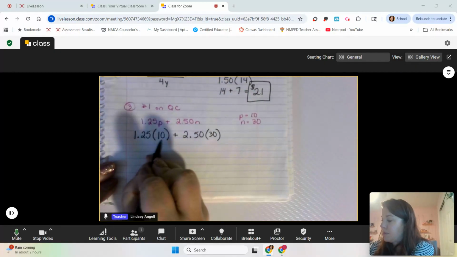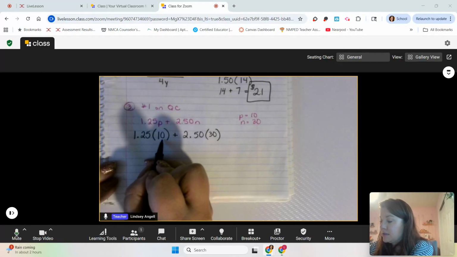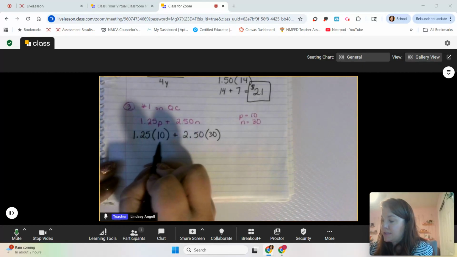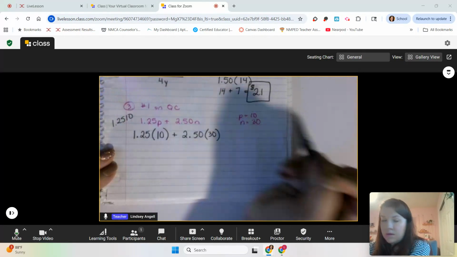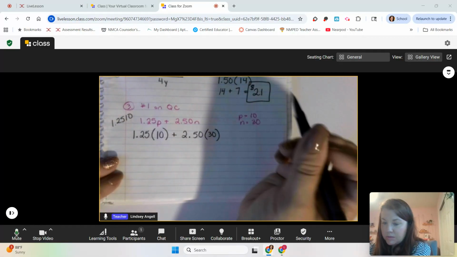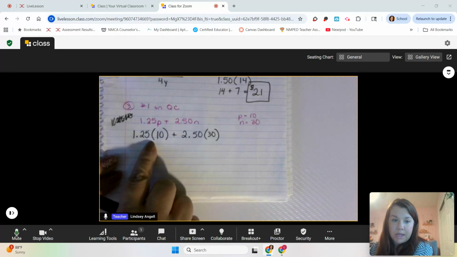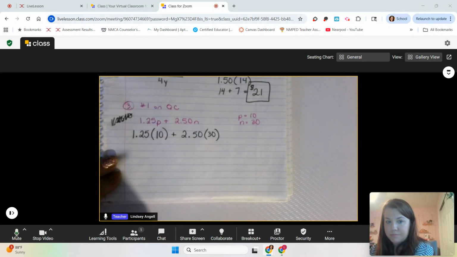Now notice I put parentheses in there because if I didn't, I would either need to put my multiplication symbol or the parentheses. Otherwise, it would have just looked like this, right? It looks like a completely different number. So we can't do that. So I added in the parentheses to show that I'm multiplying. Because again, when they're smushed together, it means to multiply.